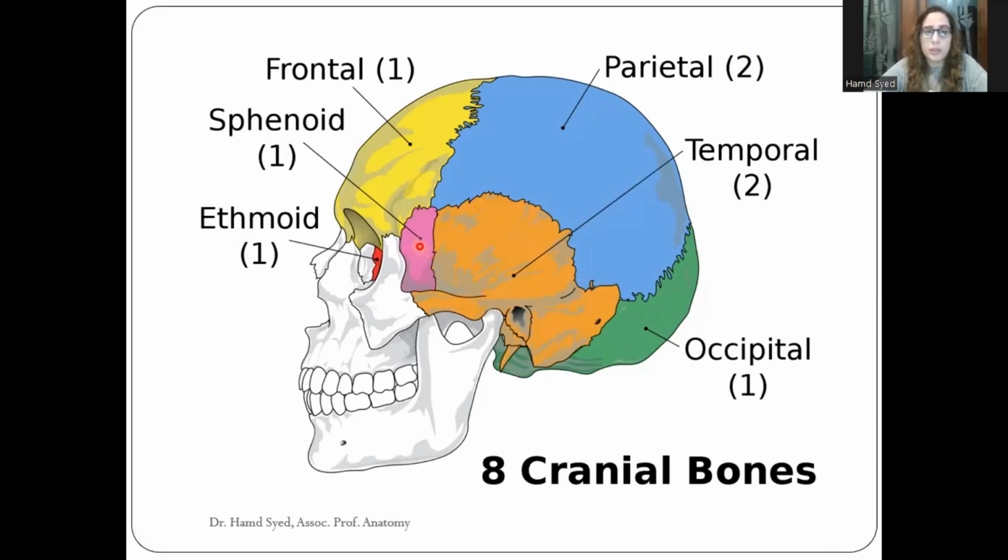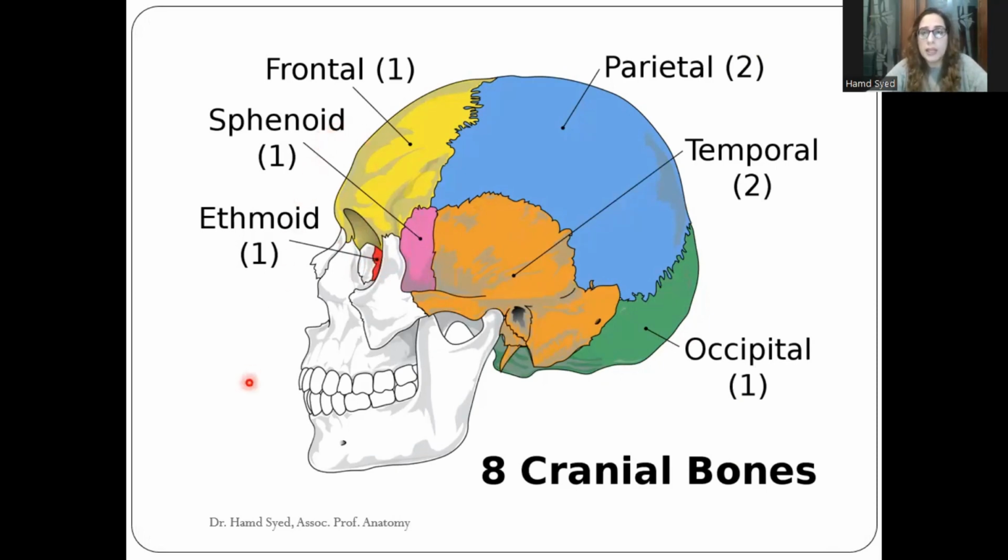Also, anterior to the temporal bone in purple, you can see the sphenoid bone. And then if you look over here within the cavity of the eyeball, this anterior hole, you can see the red portion, which is representing the ethmoid bone. So these are the bones present within the neurocranium or the brain box.